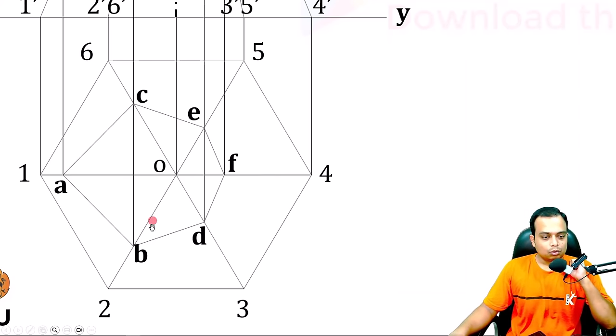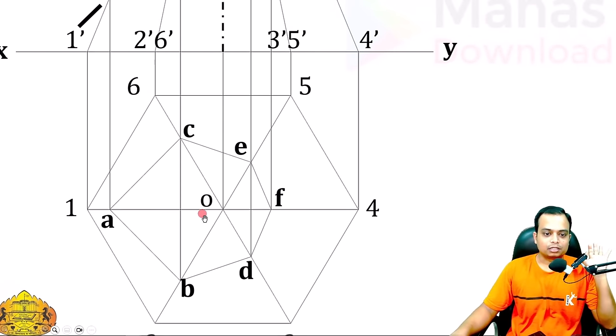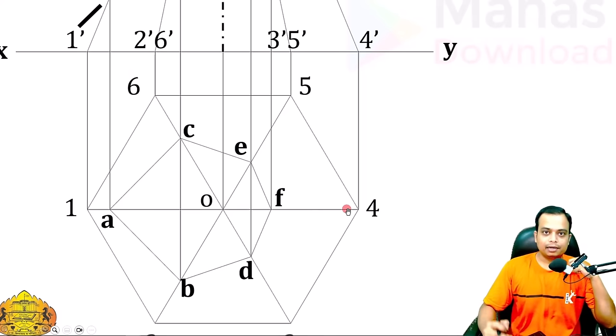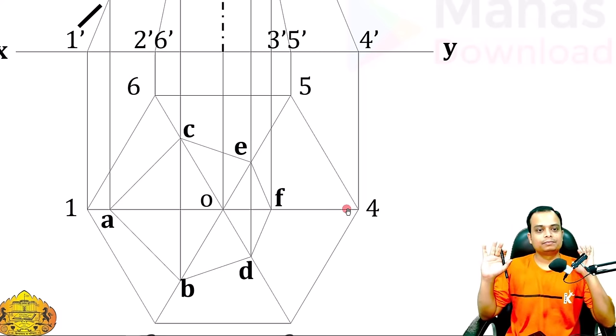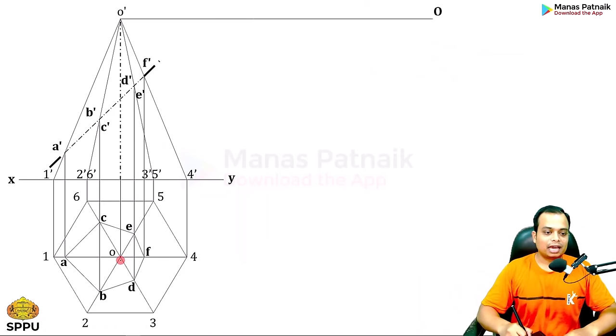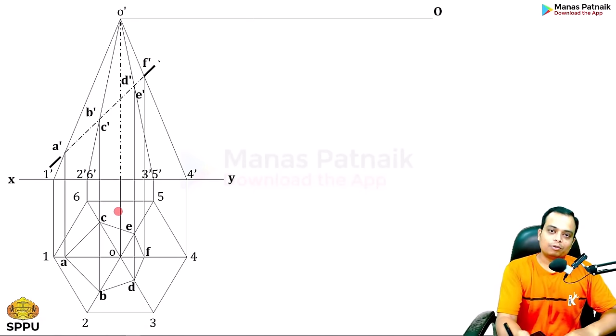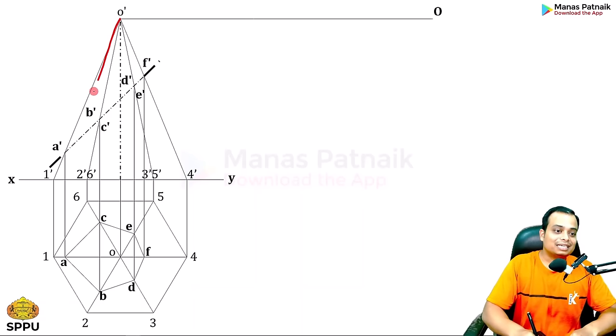Sir, O2 is inclined, O3 is inclined, O5, O6, all of them are out of the picture. Sir, only O1 is parallel to XY, and also O4 is parallel to XY. So if these two slant edges are parallel to XY, indirectly, I can say that they are parallel to the vertical plane. Can I? Yes. Okay. So whenever the top view of a line is parallel to the VP, that means its front view is going to show the true length. This is the true length. This also is the true length, right?